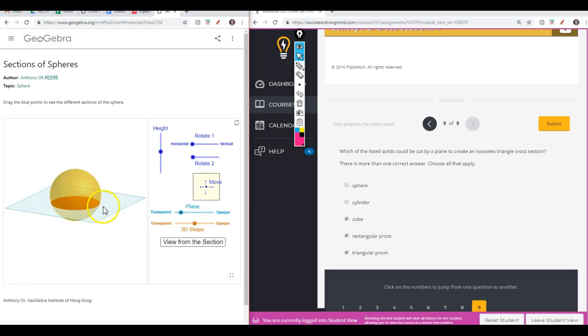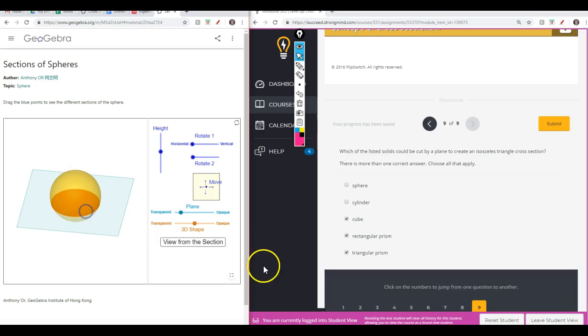There's not a way to create 3 sides out of a sphere, because the sphere only has 1 face. And so I wouldn't be able to create any other type of cross section that has 3 sides, because I can't cut through 3 different faces, because there's not that many on a sphere. So that's how I would use this to help answer these types of questions.